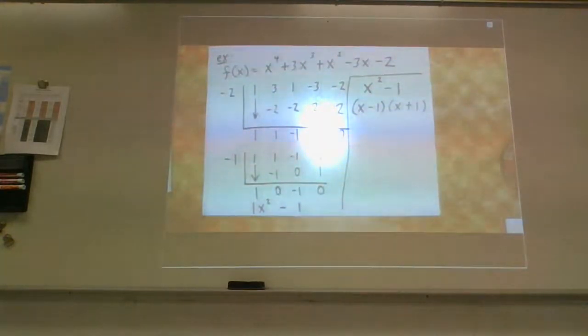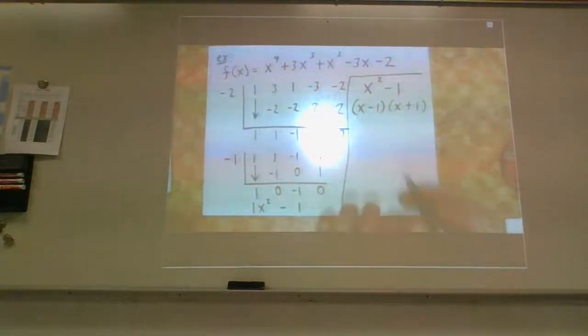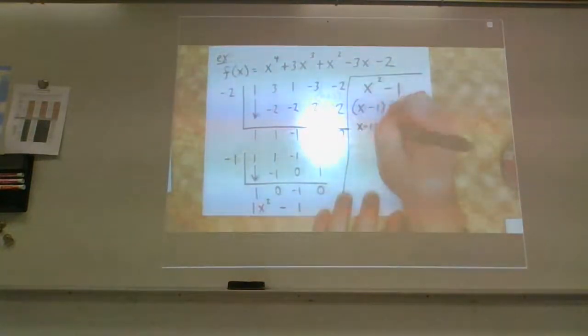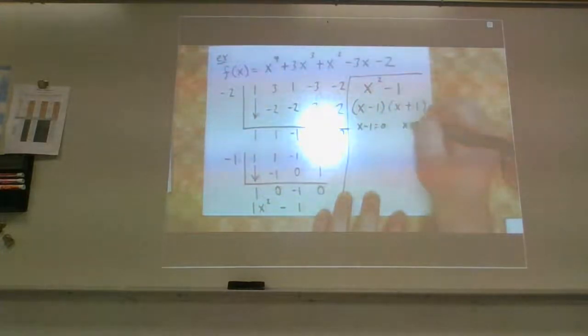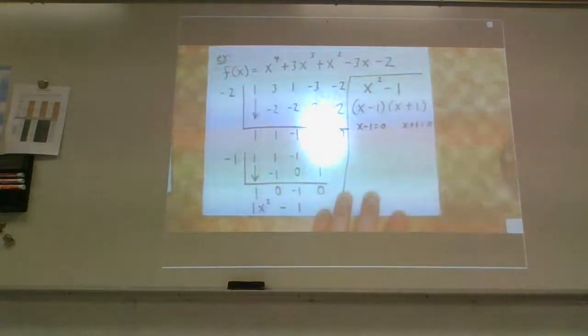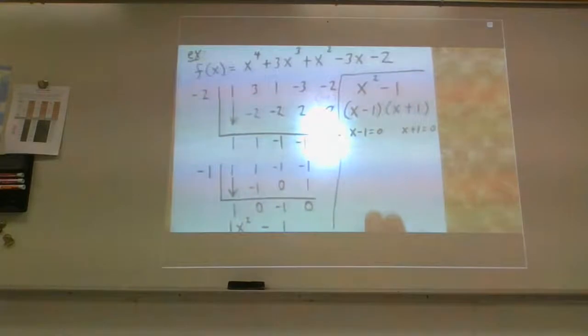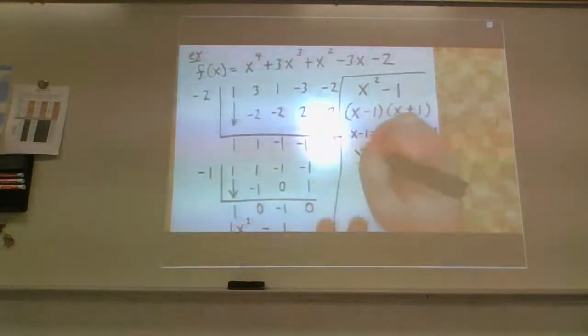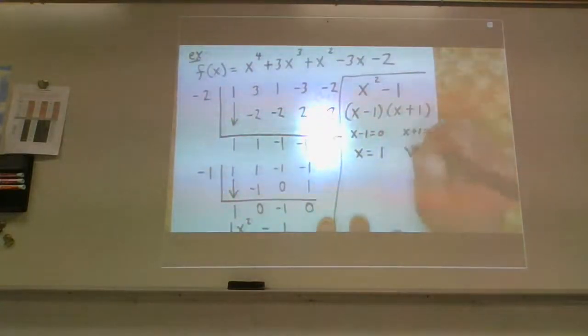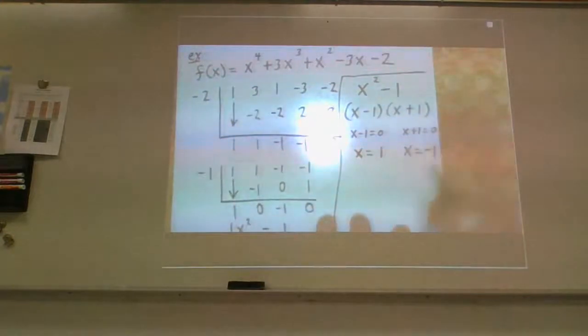Now, again, you could continue with synthetic. Or, since I've already factored, why don't I just solve it? X minus 1 equals 0. X plus 1 equals 0. I could solve those. Zoom in. I get x equals positive 1. X equals negative 1.